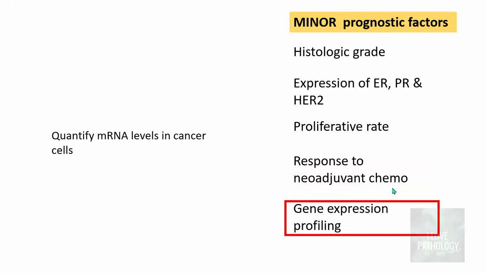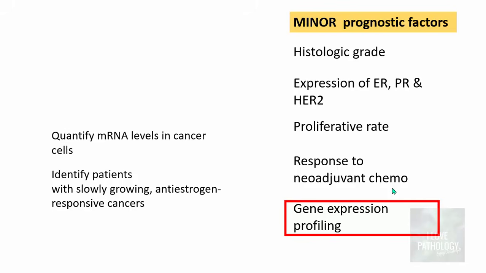What you do here is quantify the mRNA levels in the breast cancer cells. How is this useful? We try to identify the patients with slow growing tumors, which are anti-estrogen responsive cancers. Through gene expression profiling, if you can identify these patients, we can easily treat them by giving anti-estrogens, so the patients are spared the toxicity of chemotherapy. That's why it's important to note the gene expression profiling wherever feasible.